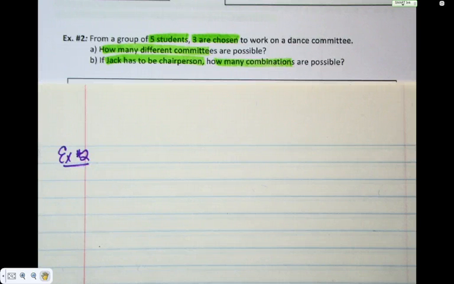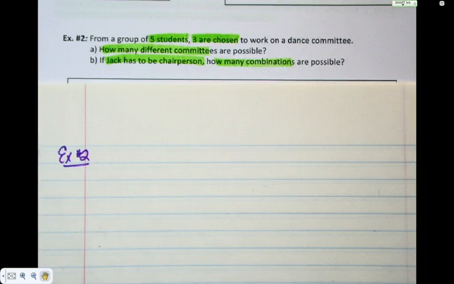Well, when does the order matter? Well, let's say I have 3 positions. I have the chairperson, I have the finance person, and I have the events person. If I pick Hunter as chairperson, Kelsey as finance person, and Jenna as the events person, that's one committee. But let's say I switch it up, and now I'm going to pick Kelsey as the chairperson, Hunter as the finance person, and Jenna as the events person. Does that make the exact same dance committee? Do they all do the exact same thing? No. So the difference with committees, if you're just picking general members of the committee, that's a combination. If you're picking positions, that's a permutation.